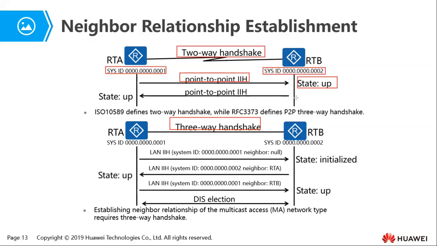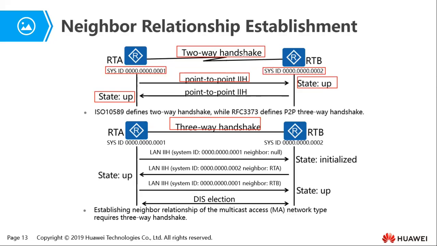Almost at the same time, RTB will also maybe send the IIH, and therefore the status of RTA will change to up. So it's only after your status has changed to up between the two that you can start exchanging the hello packets and the parameters.